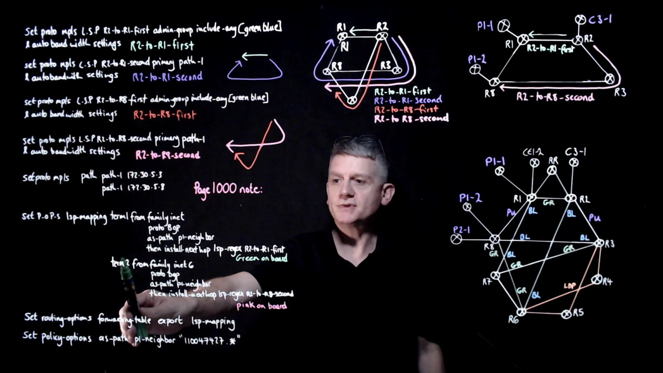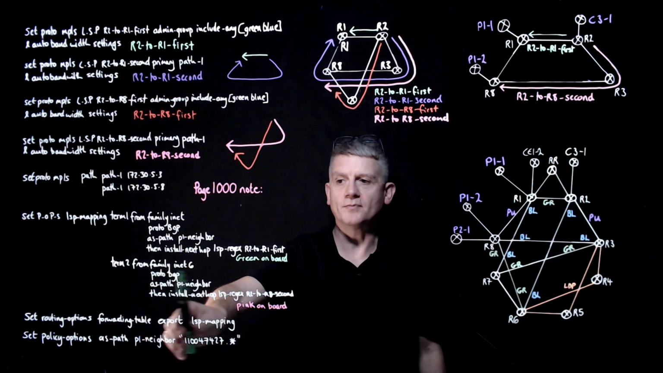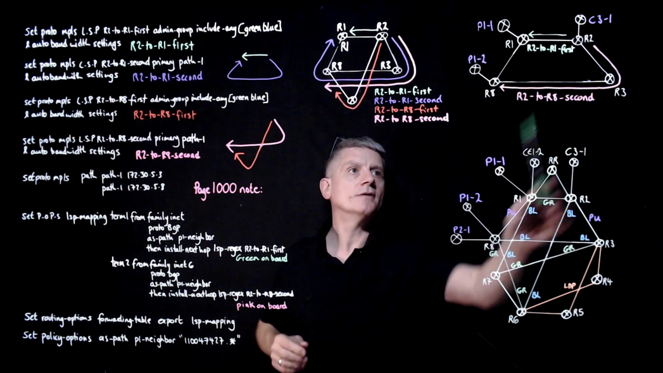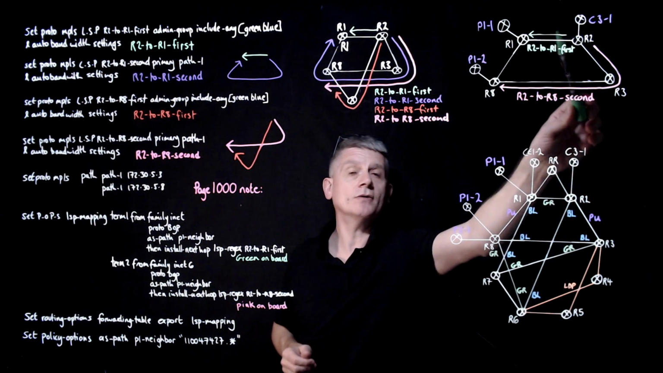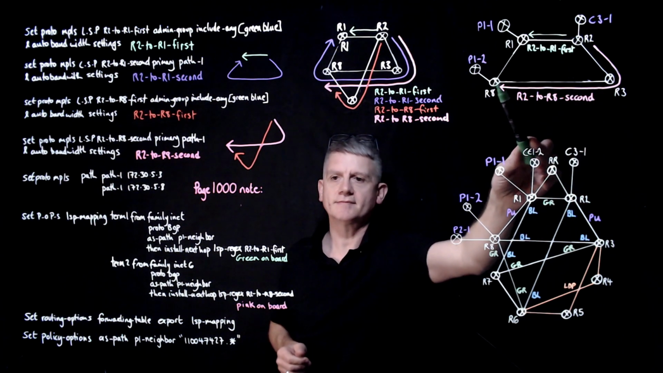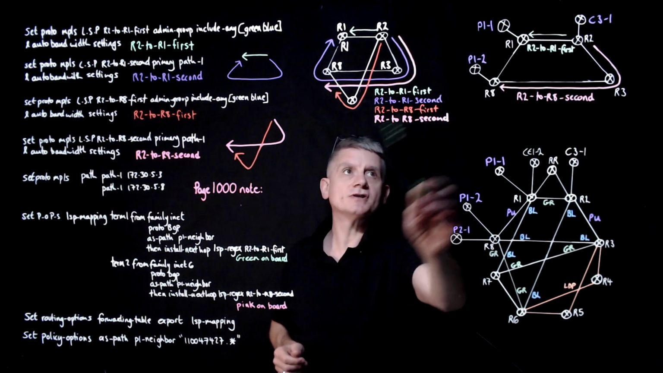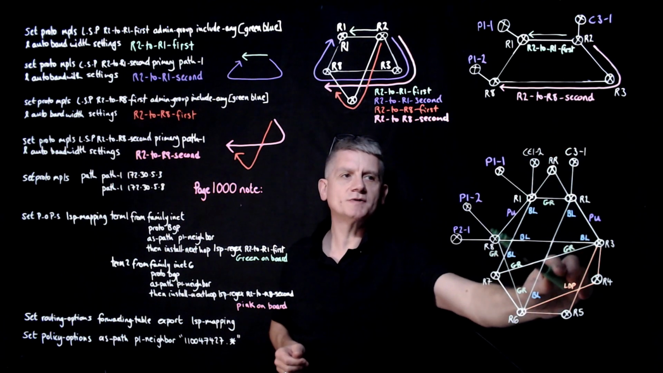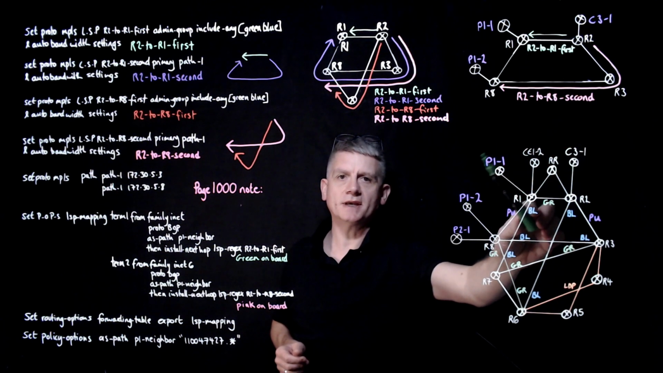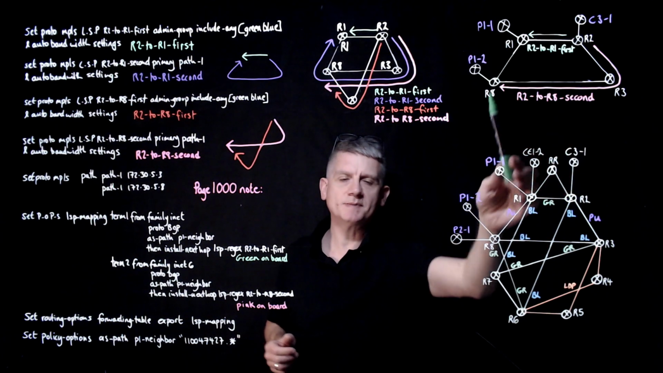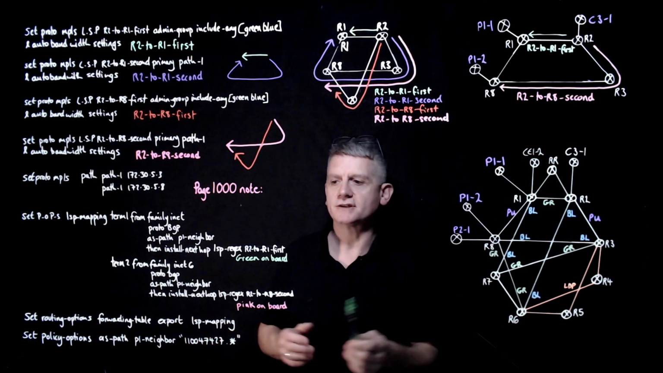And then term 2 from family INET 6, from protocol BGP, again from AS path P1 neighbor, install next hop, LSP regex, and this puts the IP version 6 down the pink LSP, which is R2 to R8 second. So all of the IP version 6 will go to router 8, and all of the IP version 4 will go to router 1, because of course both router 1 and router 8 are connected to P1. And this leaves plenty of other LSPs for other traffic from other locations.